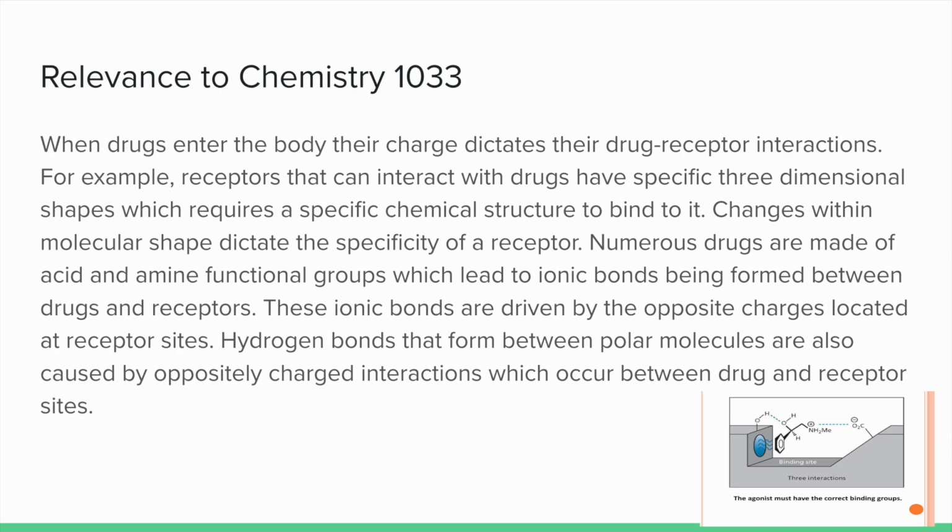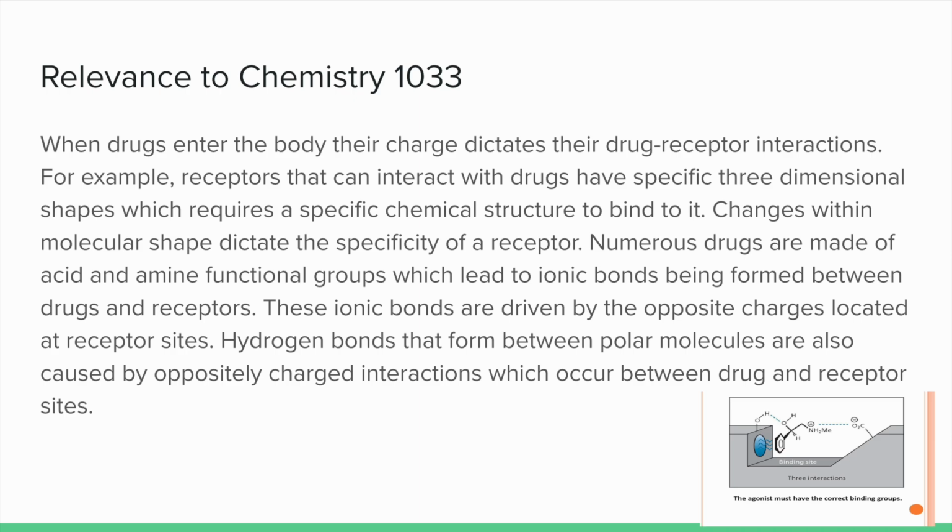We wanted to focus on how the chemical bonding of drugs relates to chemistry. Upon our research, we found that when drugs enter the body, their charge dictates the drug receptor interactions. For example, receptors that can interact with drugs have specific three-dimensional shapes, like VSEPR structures that we talked about in class, which require a specific chemical structure to bind to it.